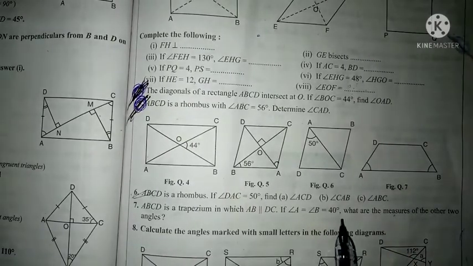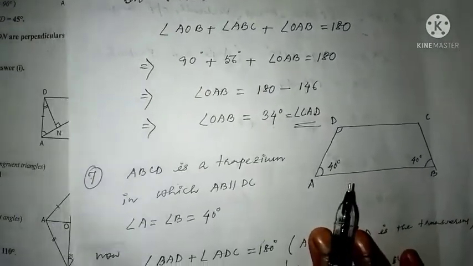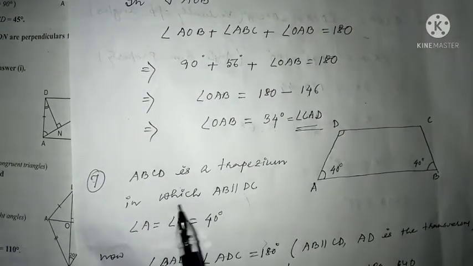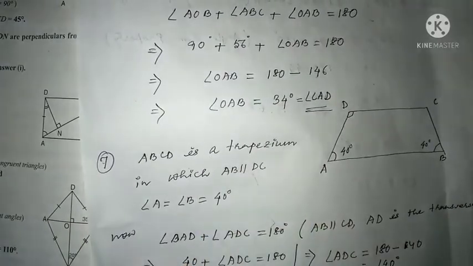Then what are the measures of the other two angles? How do we solve this one? You see here, ABCD is a trapezium in which AD is parallel to BC. This is what is given in your question. I have just written it here.